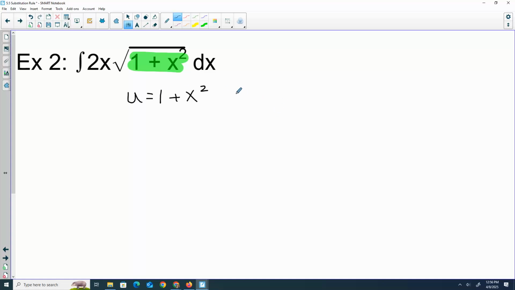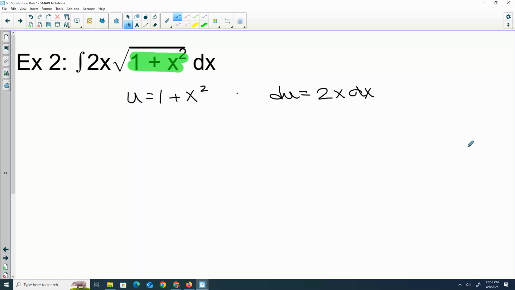So du. I am not looking back at the original problem. I'm just doing the derivative of this. And we usually just put the dx over on the right-hand side. So the derivative of 1 plus x squared is 2x dx. Are you guys with me to that point?